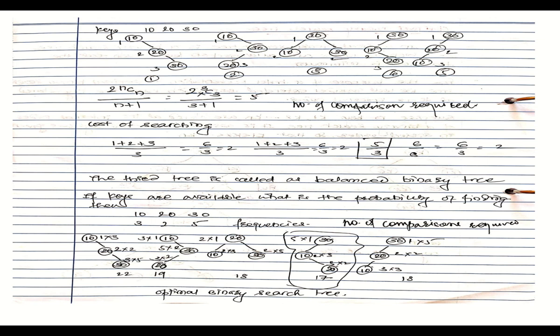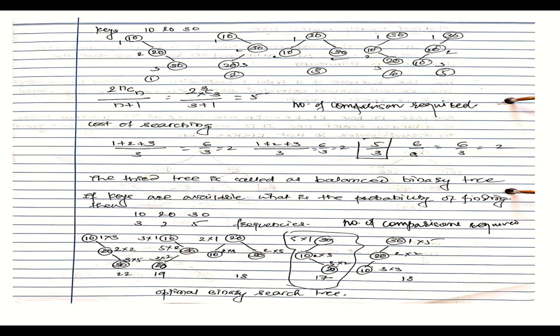So the total number of comparisons required to find an element in tree number 1 can be something like 1 plus 2 plus 3. Now 1 is for finding 10, 2 is for finding 20, 3 is for finding 30, divided by the number of key elements present in my tree. So 3 are the number of elements present. 1 plus 2 plus 3, that is 6, divided by 3. So 2 is the cost of my tree.